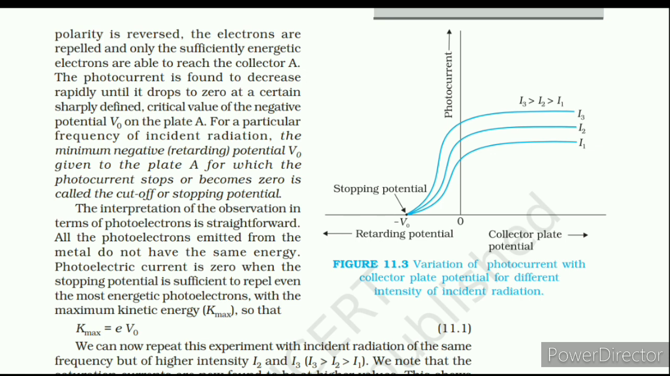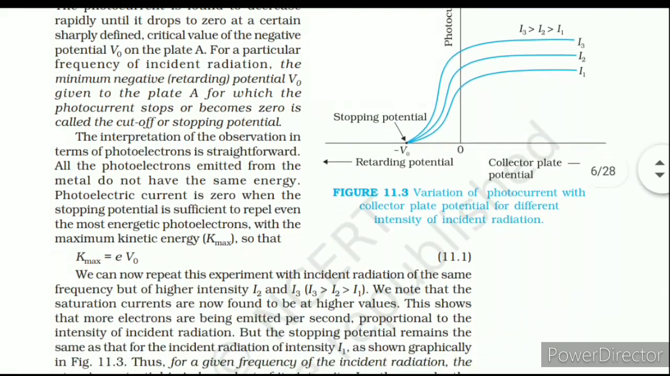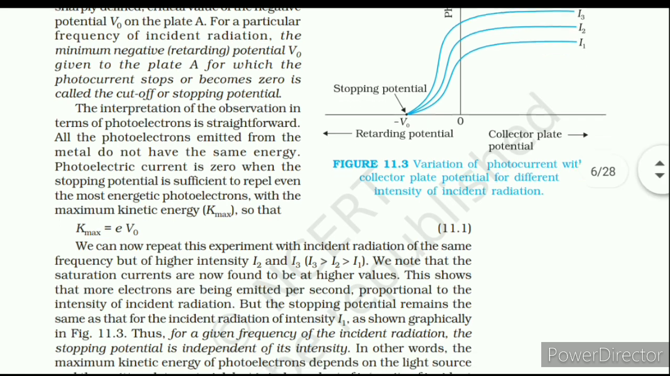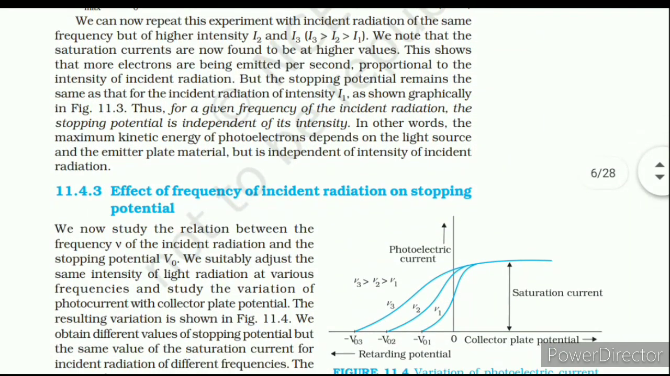Different photosensitive materials respond differently to light. Selenium is more sensitive than zinc or copper. The same photosensitive substance gives different response to light of different wavelengths. For example, ultraviolet light gives rise to a photoelectric effect in copper, while green or red light does not.